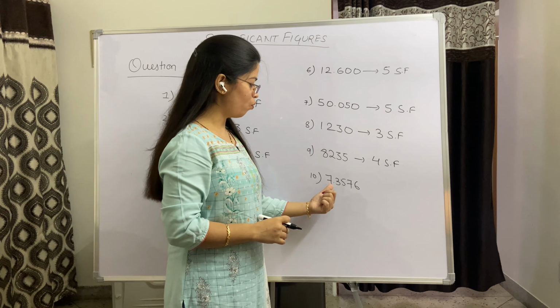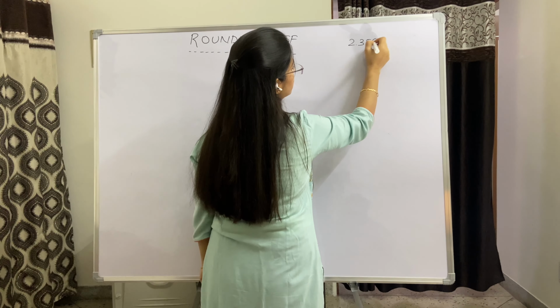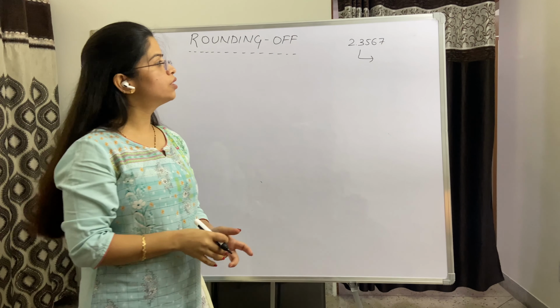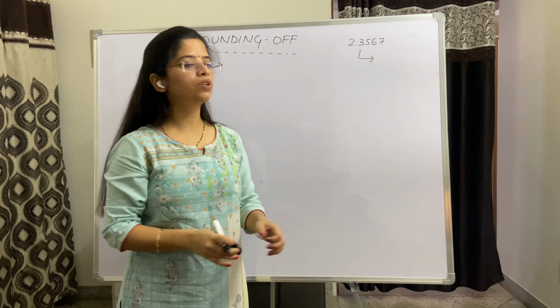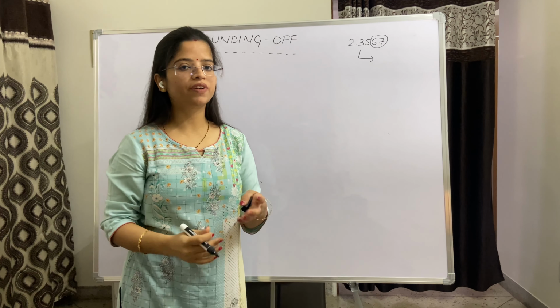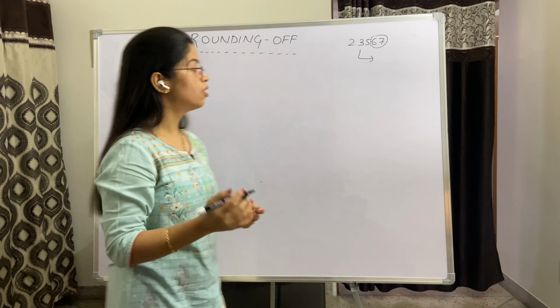Now we'll discuss how we can round off the significant figures. For example, if any number is given like 2.3567 and I am asked to convert this number to 3 significant figures, then I will have to round off this number. I will have to remove this number, and we will be following some rules for this.